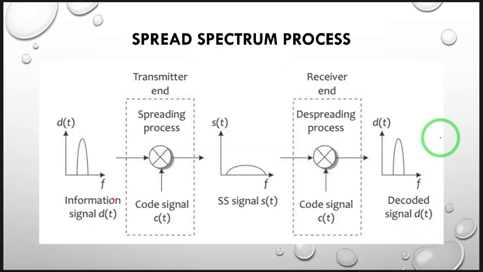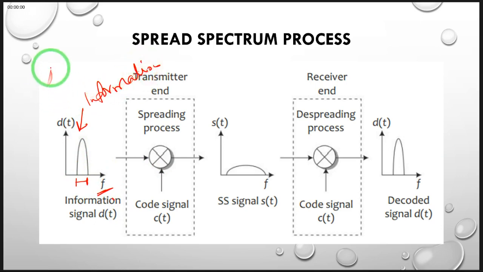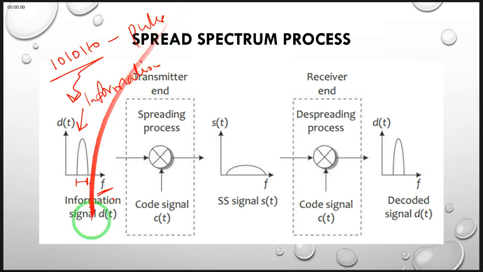Now we look at that process more diagrammatically. We want to see how the signals look in the frequency domain. This is your information signal that you are transmitting, in the frequency domain. Remember, our information is in zeros and ones. But when you convert this signal in terms of pulses, in the frequency domain, you see that there's a bandwidth requirement of FB.